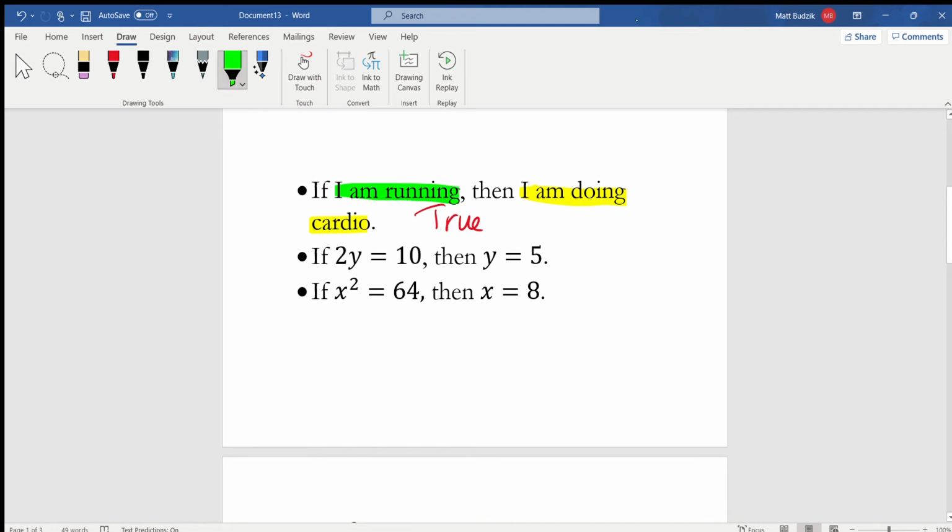Let's just do the hypothesis and conclusion of the next two while we're at it. So, if 2y equals 10, then y equals 5. My hypothesis is 2y equals 10. And then if x squared equals 64, then x equals 8. My hypothesis, x squared equals 64. Conclusion, the part that comes after then. So y equals 5, x equals 8.